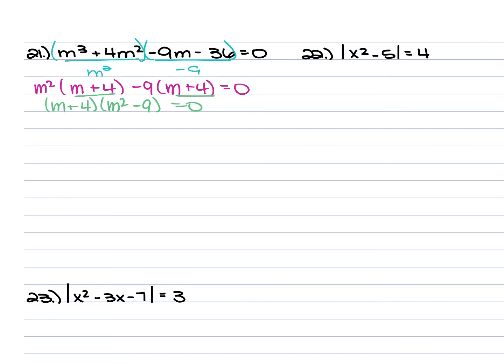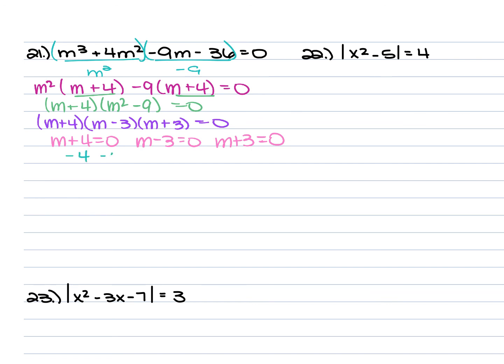So if you are to factor it, you're going to have (m plus 4), difference of squares, that means (m minus 3) times (m plus 3) is equal to 0. We set each part equal to 0, and we solve. So m plus 4 is equal to 0, m minus 3 is equal to 0, and m plus 3 is equal to 0. Move your 4 over, subtract it from each side.